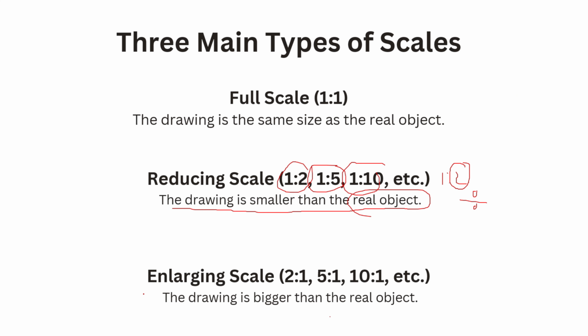Then we have the enlarging scales, which can be 2:1, 5:1, 10:1, basically anything which is bigger than 1. And these drawings are bigger than the real object. We will use multiplication over here. So we are going to take the measurements and multiply it by whatever stands next to the 1.